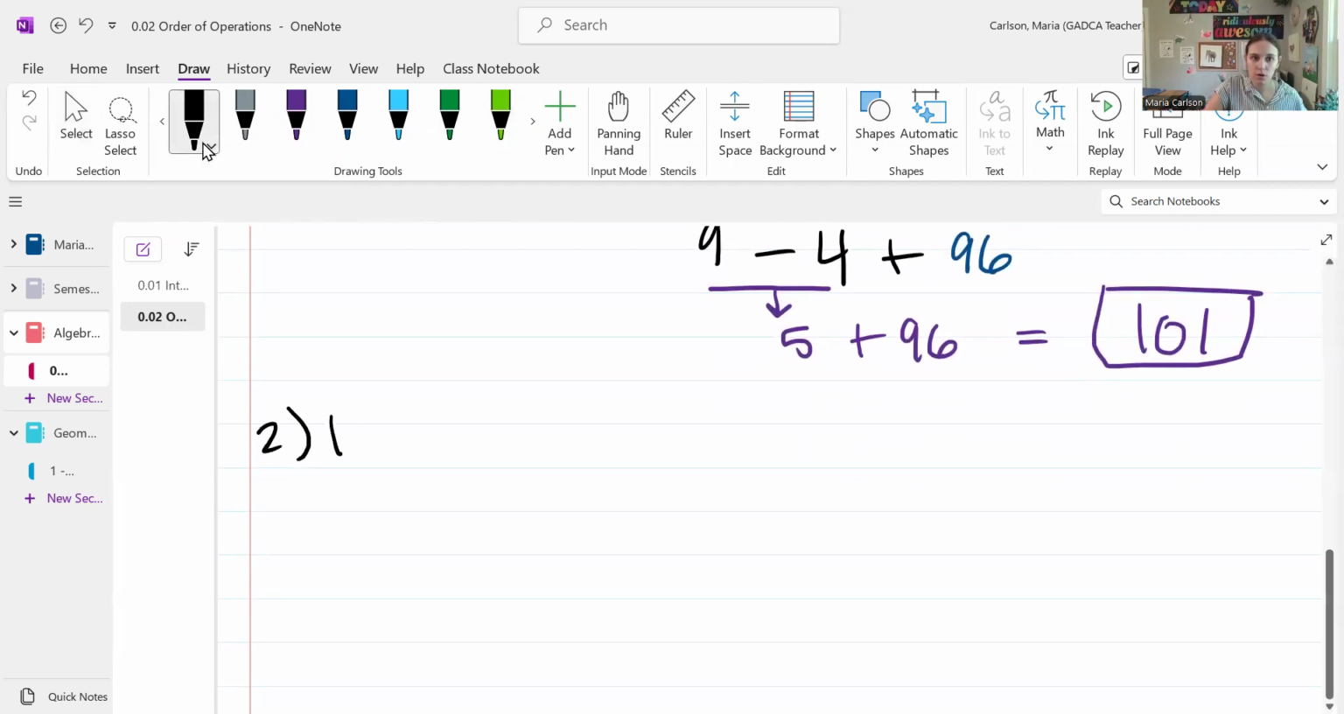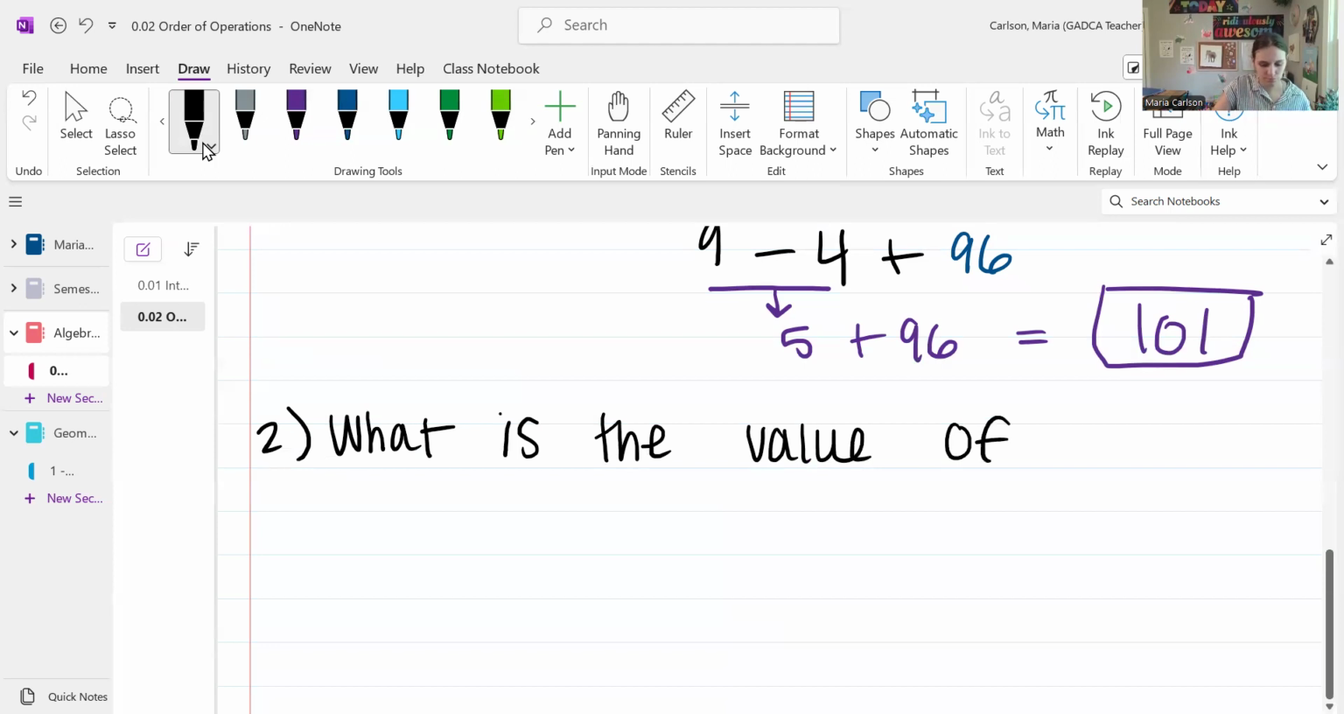Number 2, what is the value of 2 cubed plus 32 divided by 3 plus 5?